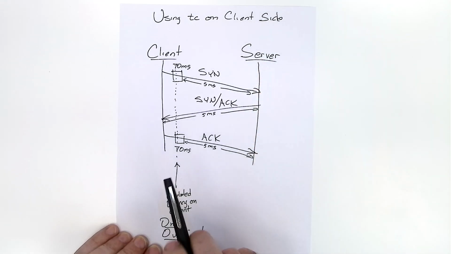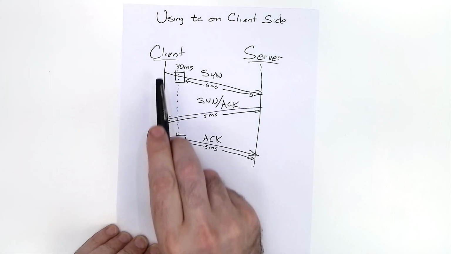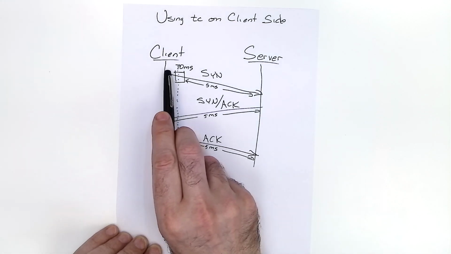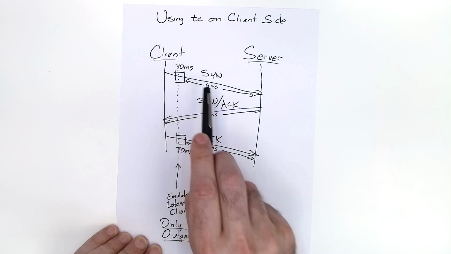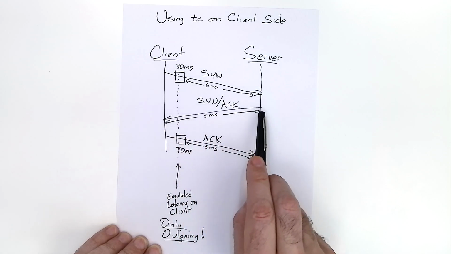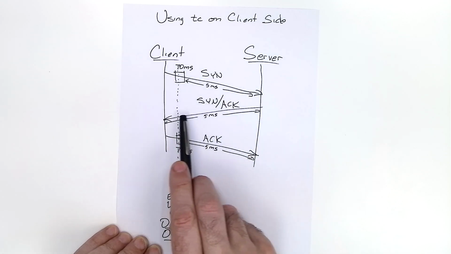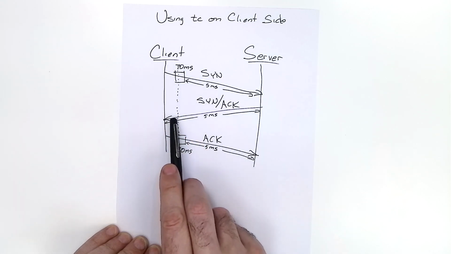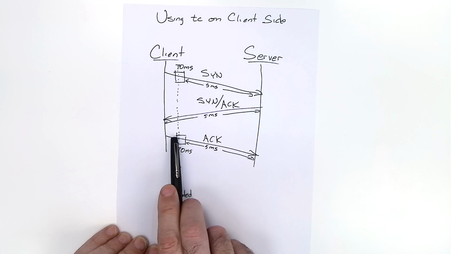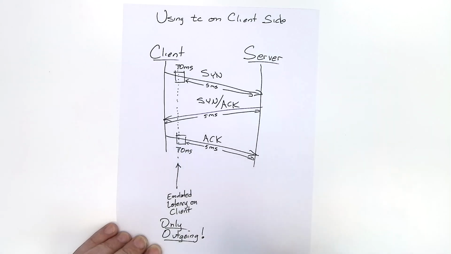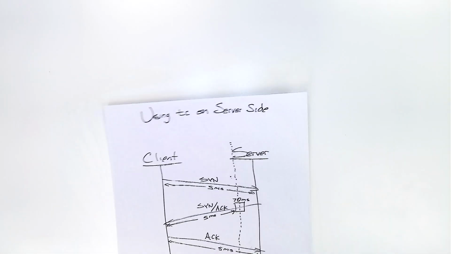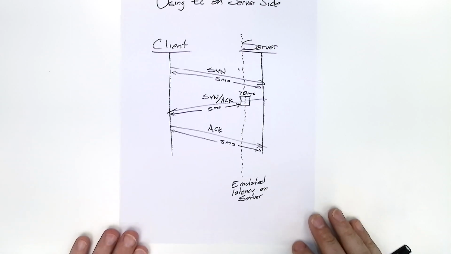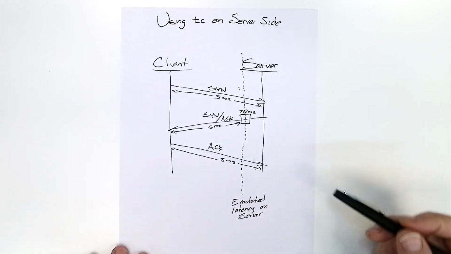What about if we capture over here on the client? The moment we capture the packet, that's 0, 70 plus 5, 75 milliseconds. Then we don't see our ACK back until 5 milliseconds later, so that's 80 milliseconds. And then we instantaneously see our ACK. Again, 80 milliseconds of latency. Let's look at this on the server side. And we'll see the same thing.